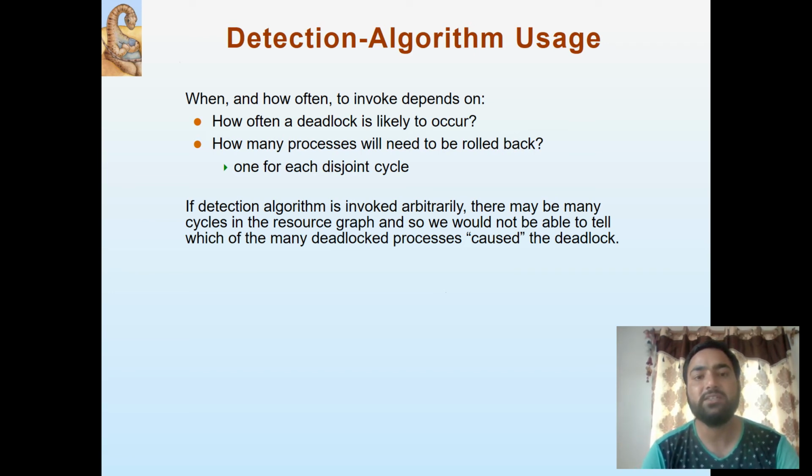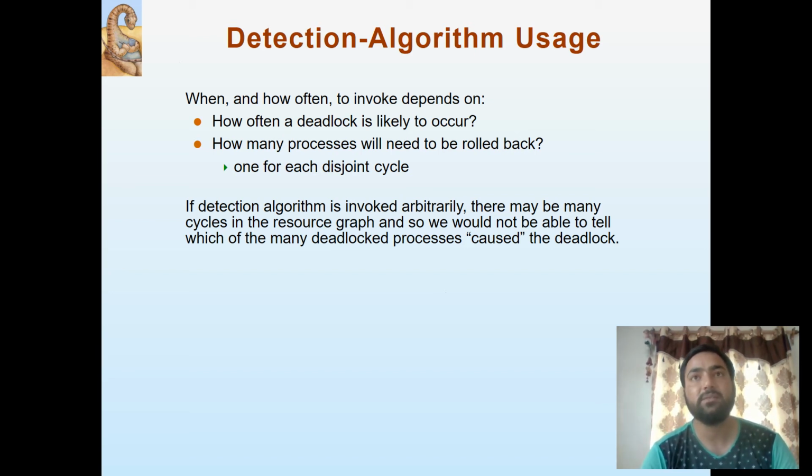One for each disjoint cycle. That means at least we have to roll back one process for each cycle in the system. So as many cycles as there are in the system, that many processes we have to roll back. If the detection algorithm is invoked arbitrarily, that means randomly, there may be many cycles in the resource graph.